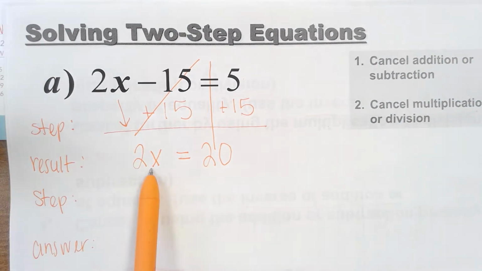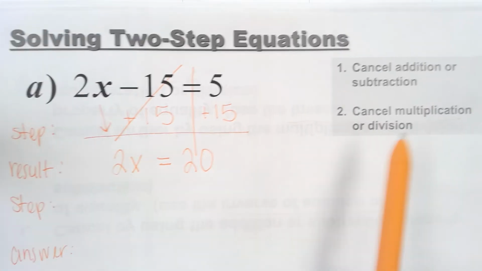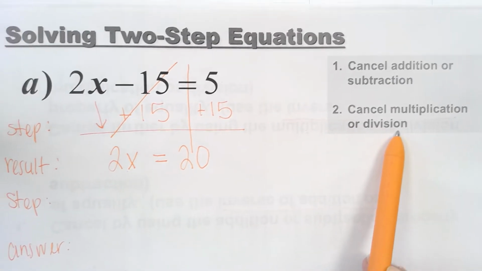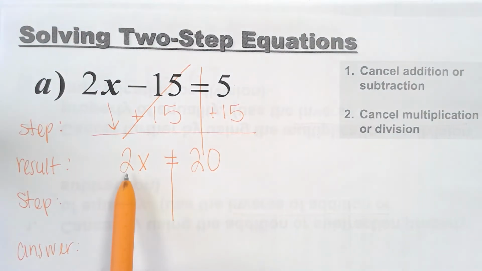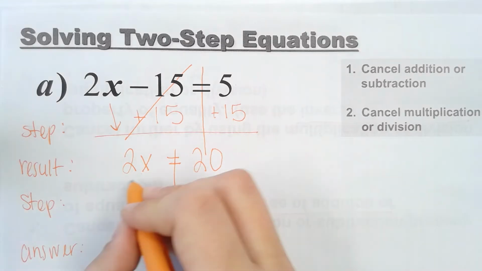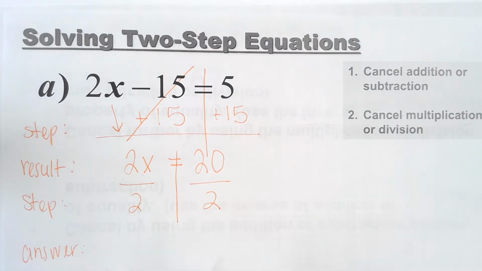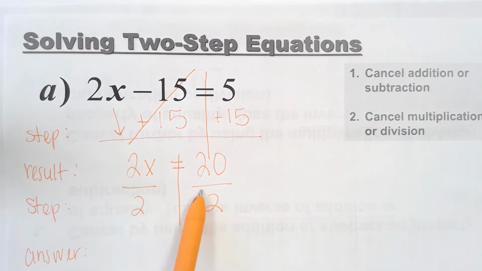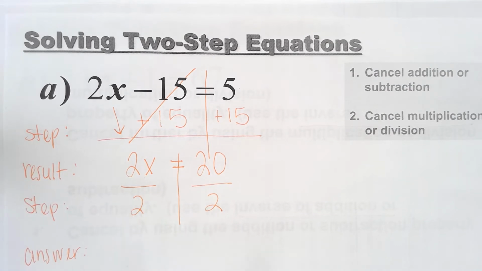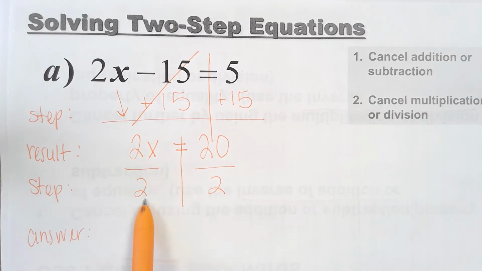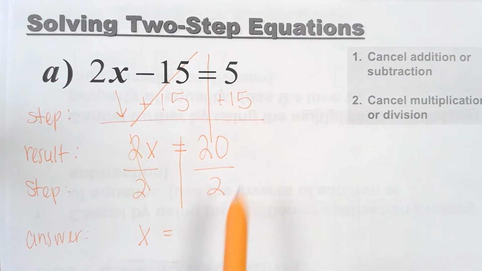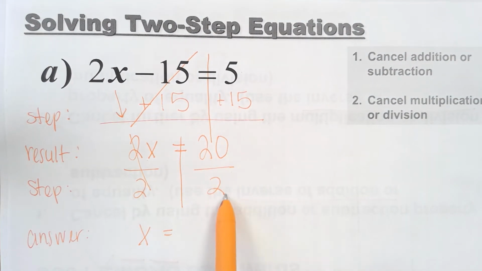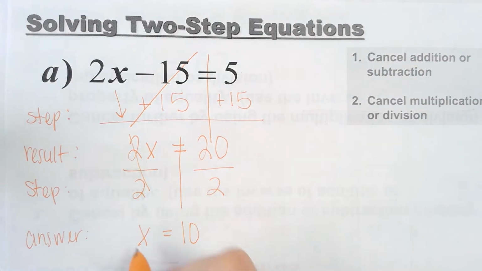Okay, so to get x by itself, second step is cancel with multiplication or division. Well, the 2 and the x are multiplying, so if I need to move the 2 over to the other side, the opposite of multiplying is dividing. And remember, make sure you're dividing to both sides of the equal sign, okay? So, your 2's cancel, because that equals 1, and we're left with x equals 20 divided by 2 gives us an answer of 10.